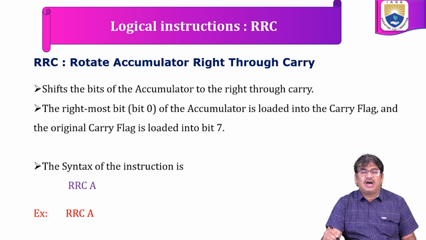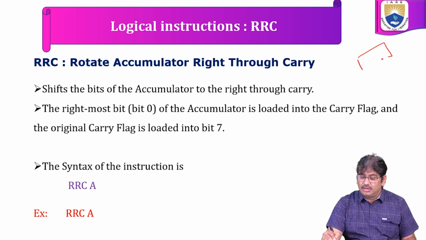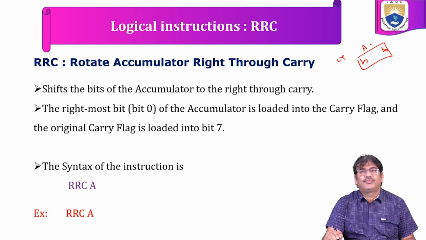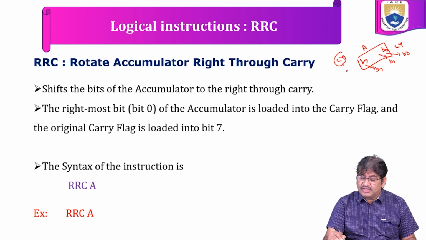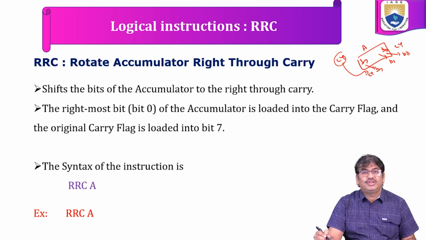The next instruction is RRC, which is rotate accumulator right through carry. This is the accumulator contents from B0 to B7. Before executing this, we have some carry flag. This instruction will shift the contents towards the right side along with the carry flag. When we are shifting this, B0 will be updated into the carry flag. B1 will occupy the LSB position. B7 will occupy the bit adjacent to the MSB bit. The previous carry will be placed in the MSB position.